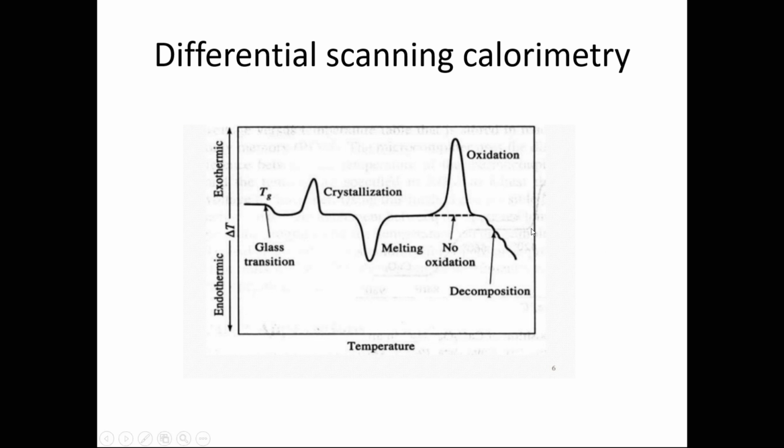Also, we have a decomposition stage here. Decomposition is a process that takes energy in, so it is endothermic, and the curve here goes down. If this experiment was continued further with further increase in temperature, what we should expect to see is that this curve eventually should go backwards and go back to the original baseline.